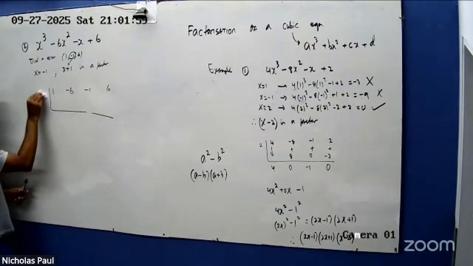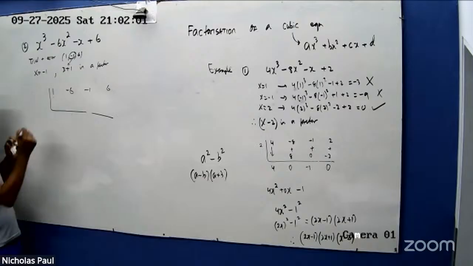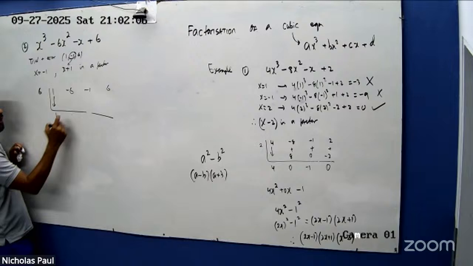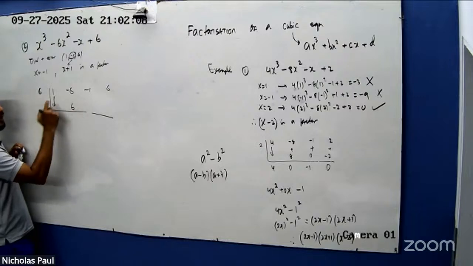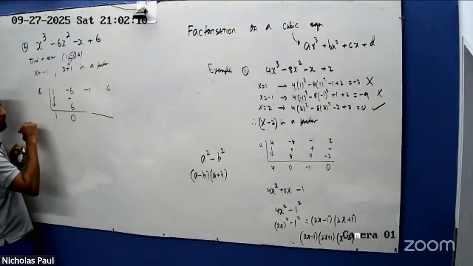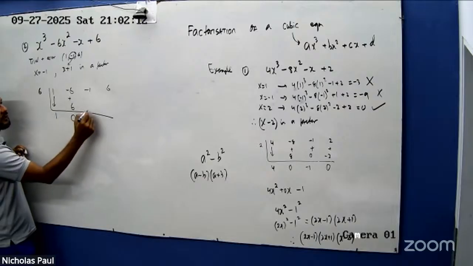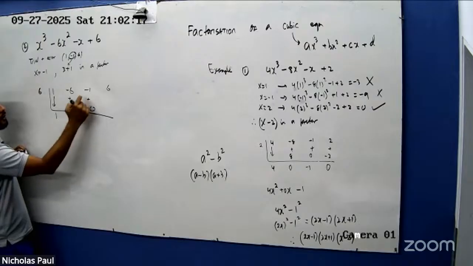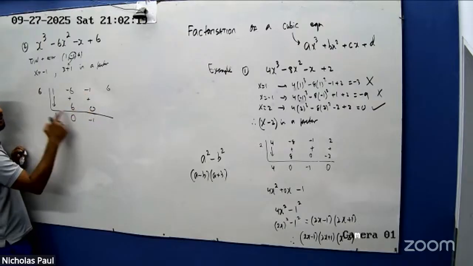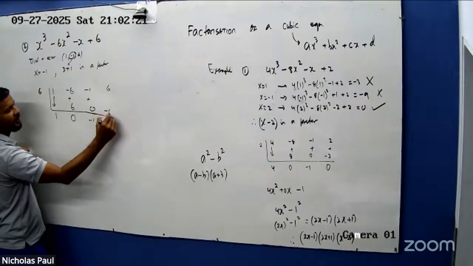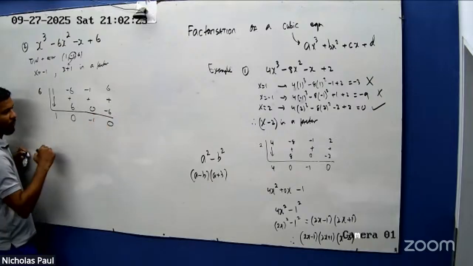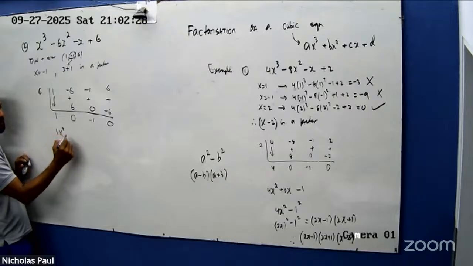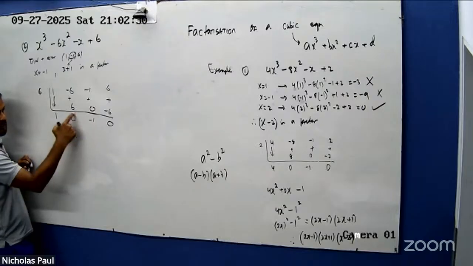All right. I'll choose 6. So bring down the 1, 6 by 1 is 6. Add, you'll get 0. 6 by 0 is 0. Add, you get -1. 6 by -1 is, when you add, you'll get 0. Now, what is the quadratic? This is always the squared term, and this is always the constant. There's nothing in the middle.